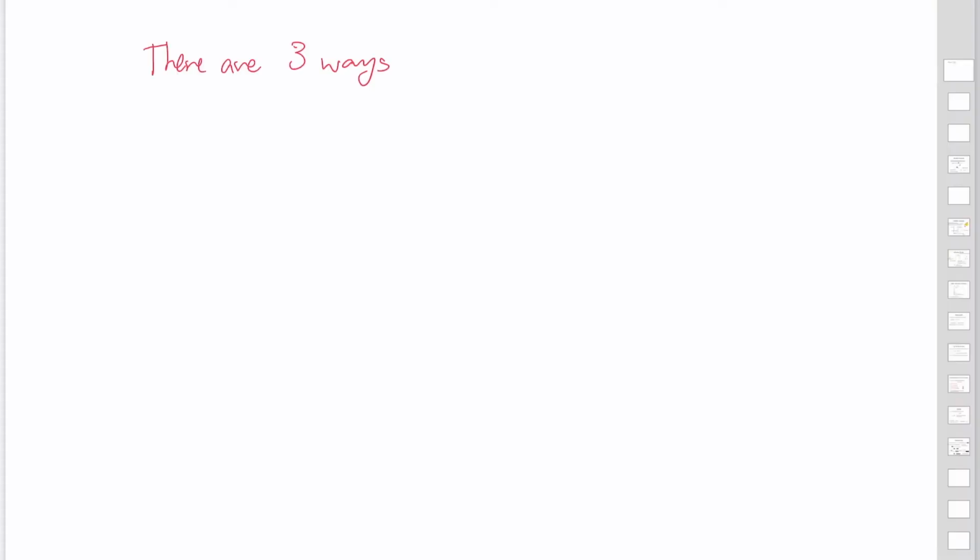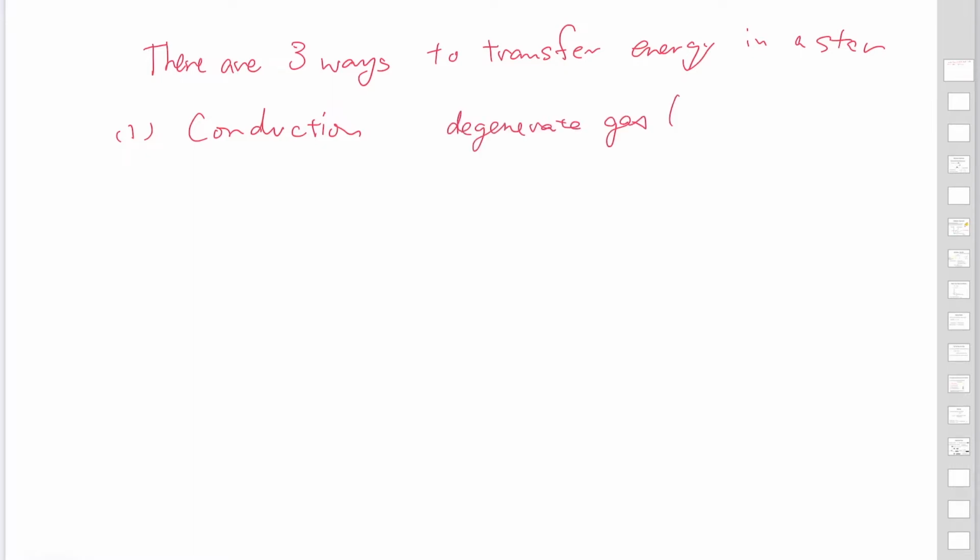In this session, I'd like to show you the temperature gradient in the stars. There are three ways to transfer energy in the stars. The first one is conduction. Conduction is an efficient way to transfer energy in a degenerate gas, like a white dwarf.